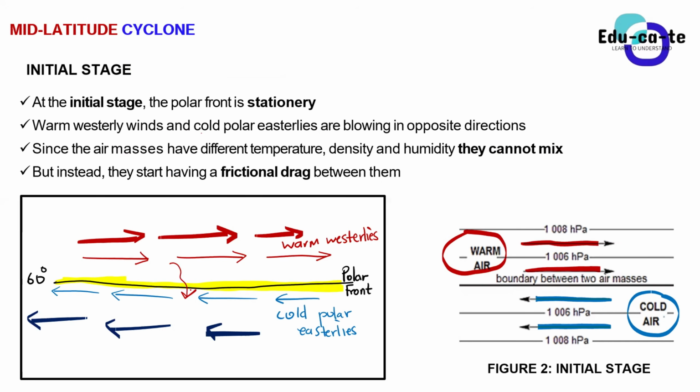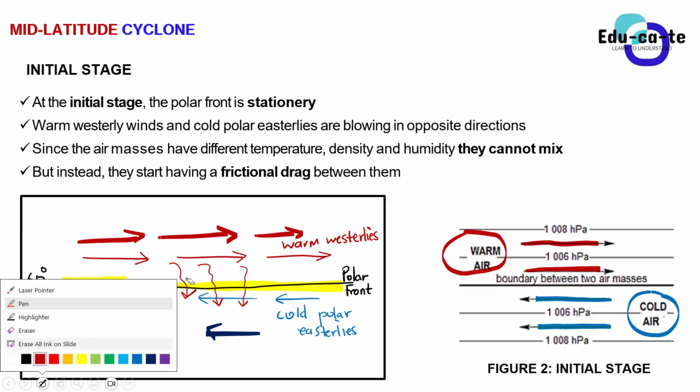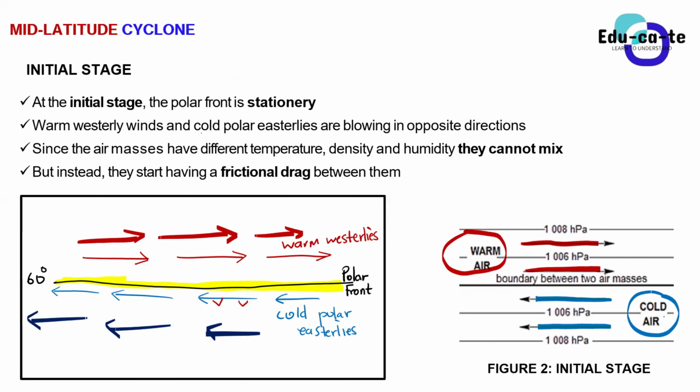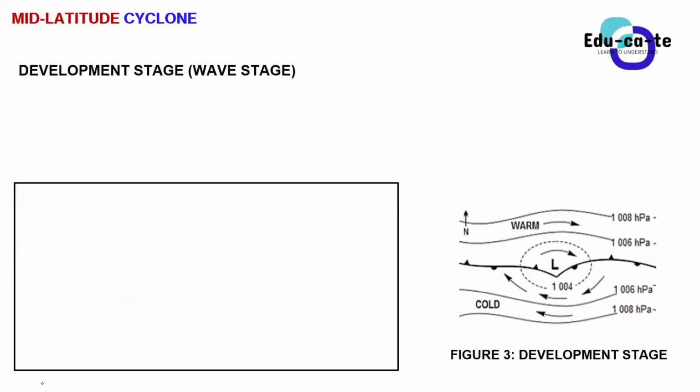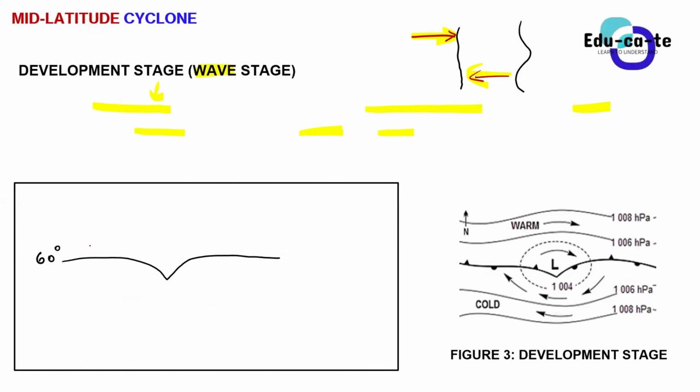Because as they are fighting, they cannot really mix. But just a small piece of warm air will extend into the what? Into the cold air. Just a small mass of warm air. I don't have good drawing skills to show you guys, but try to imagine it, that some of the warm air, just a bit of warm air from the westerlies.